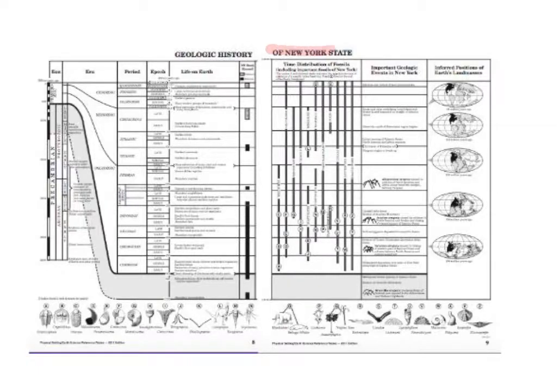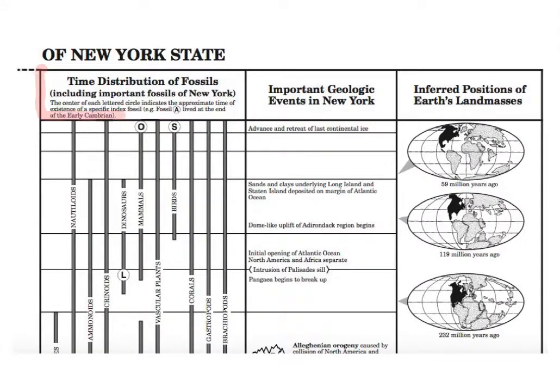Okay, we're going to take a look here at page 9 next, but the only column that we're going to look at is this time distribution of fossils, just to save us a little bit of time in this video. And if we zoom in here on that column, it says that these are important fossils of New York, and that the center of each lettered circle, here's a lettered circle here, indicates the approximate time of existence of a specific index fossil. For example, fossil A lived at the end of the early Cambrian.